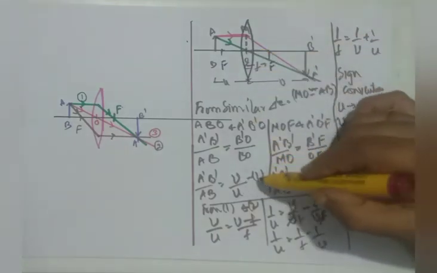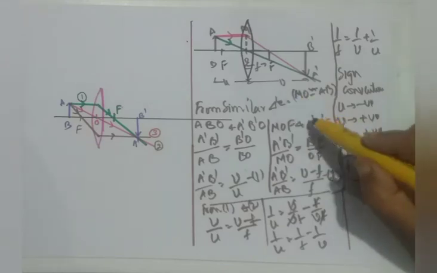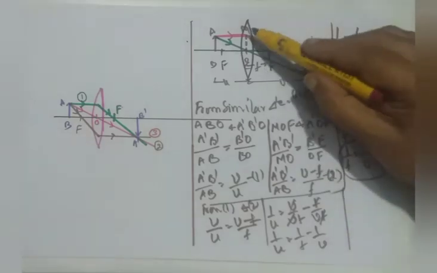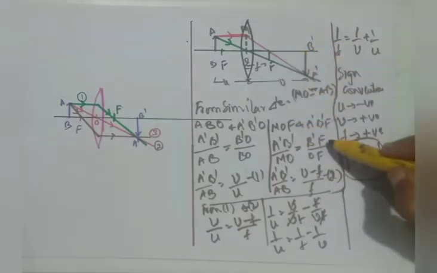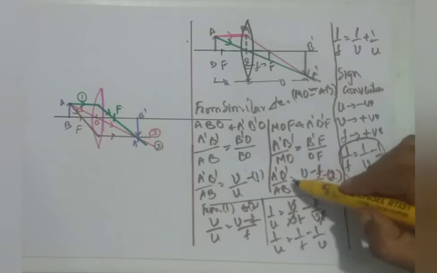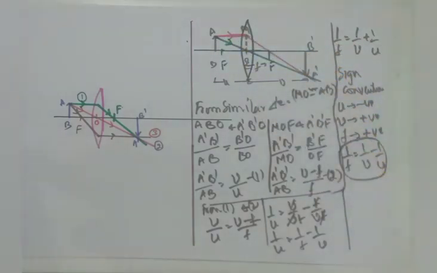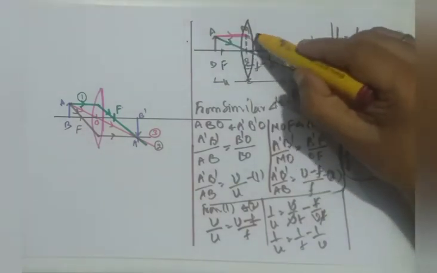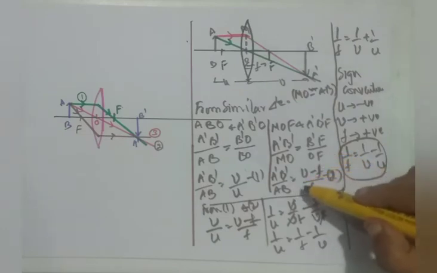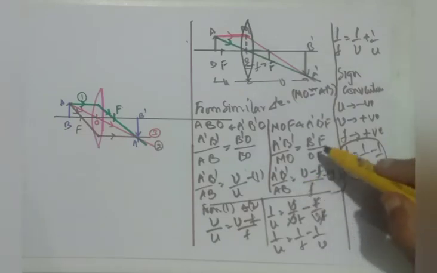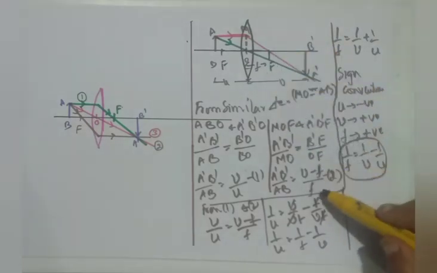BO is U, I substituted and I get relation 1. Now, for the second pair of similar triangles, MOF and A dash B dash F, we write A dash B dash by MO equals B dash F by OF. A dash B dash by AB, as MO is equal to AB, as the red line I marked is parallel to the principal axis. Then we have A dash B dash by AB equals V minus F by F, because B dash F is V minus F and OF is F.